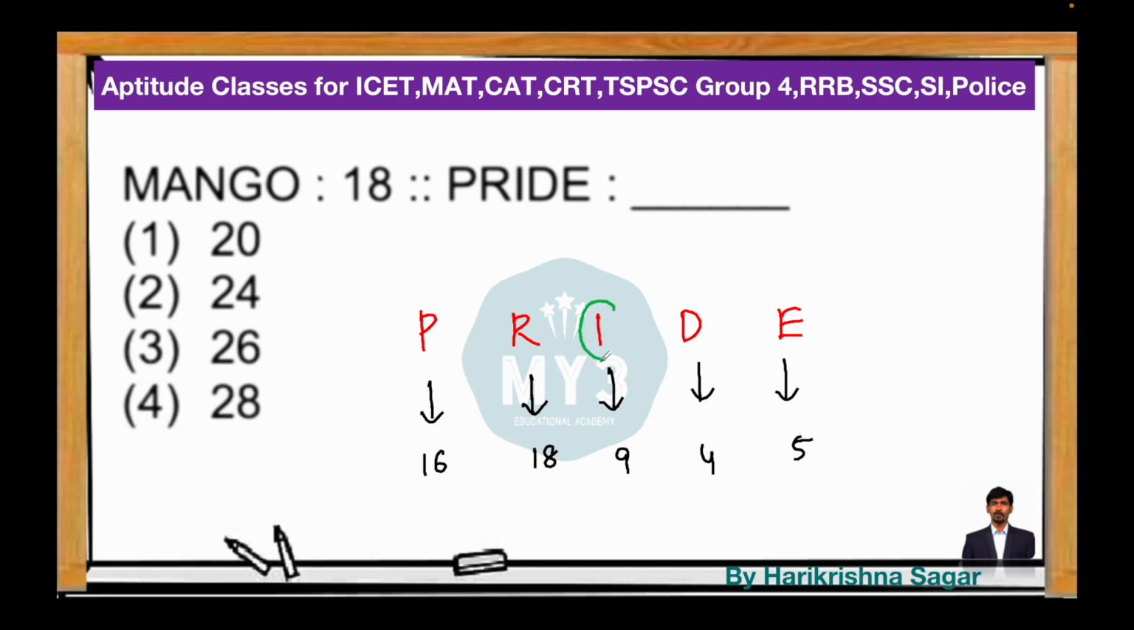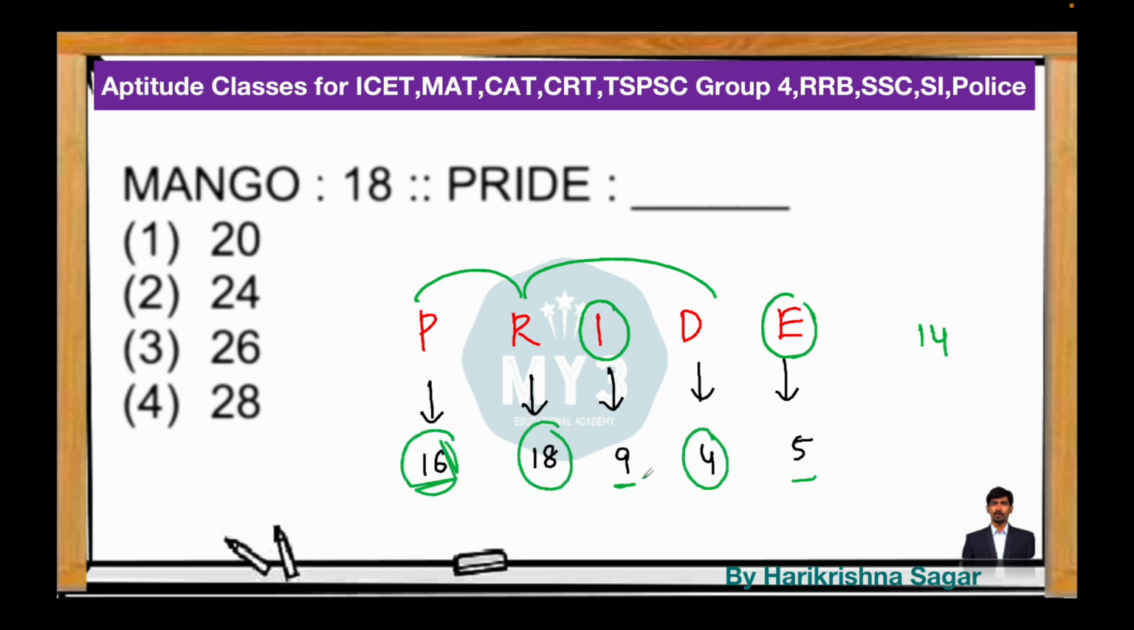I and E are the vowels, remaining all are consonants. And what is the sum of these vowels? 9 plus 5, which is equal to 14. What is the sum of the consonants? Which is 16 plus 18 plus 4. 16 plus 4, 20. 20 plus 18 is going to be 38.